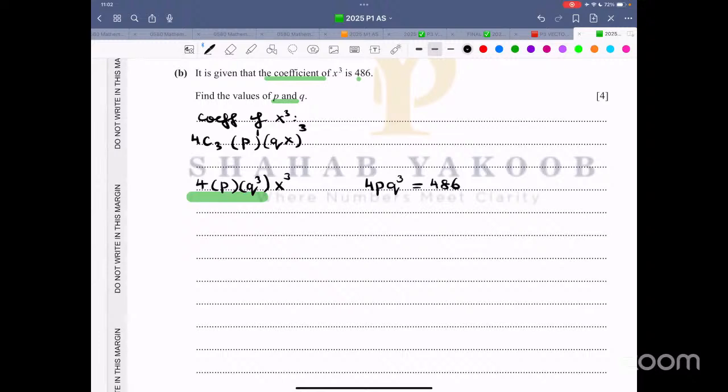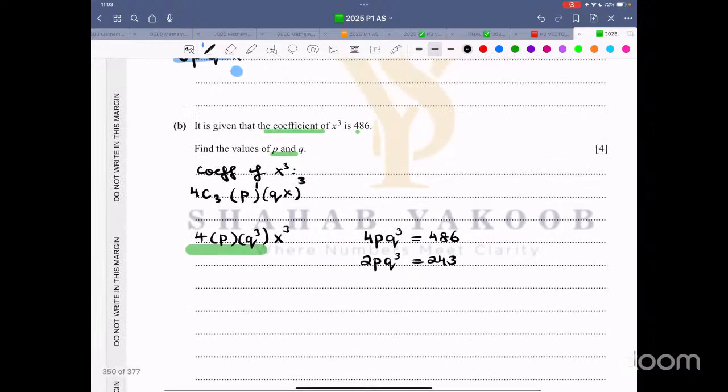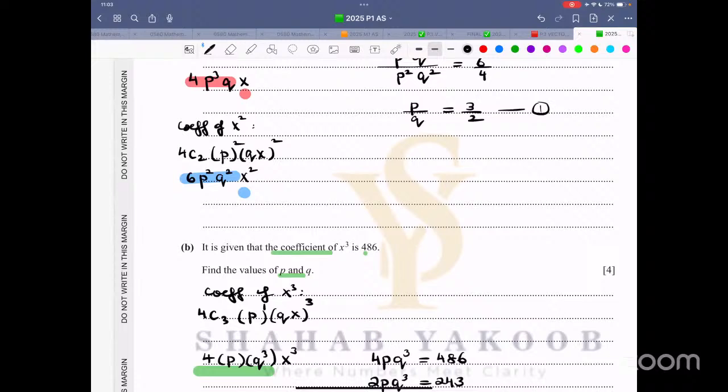So let me grab this thing. That is over here. What is 486? 486 divided by 4. That is 121.5. So 121.5, or let's divide by 2. If I divide by 2, that's 243. So 2p q cube is 243. Okay, now I have this ratio. This is like equation number 1.